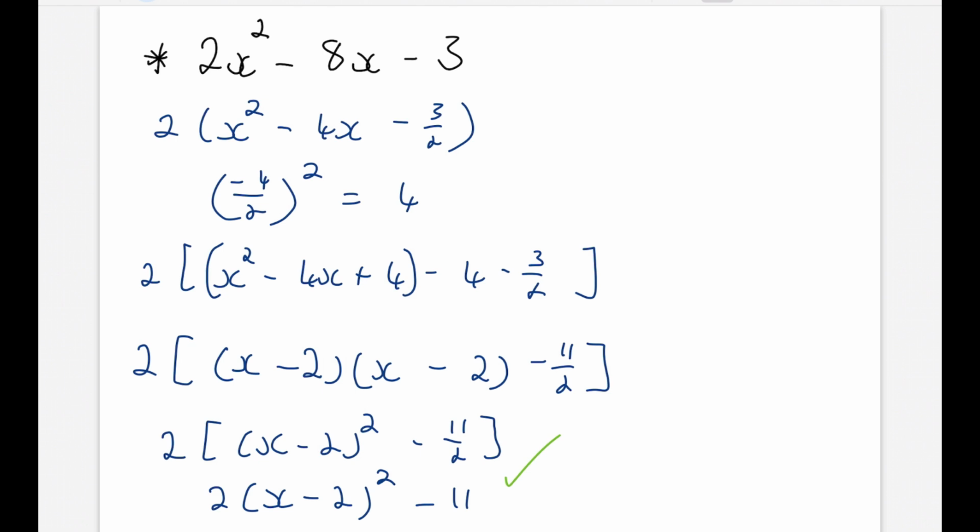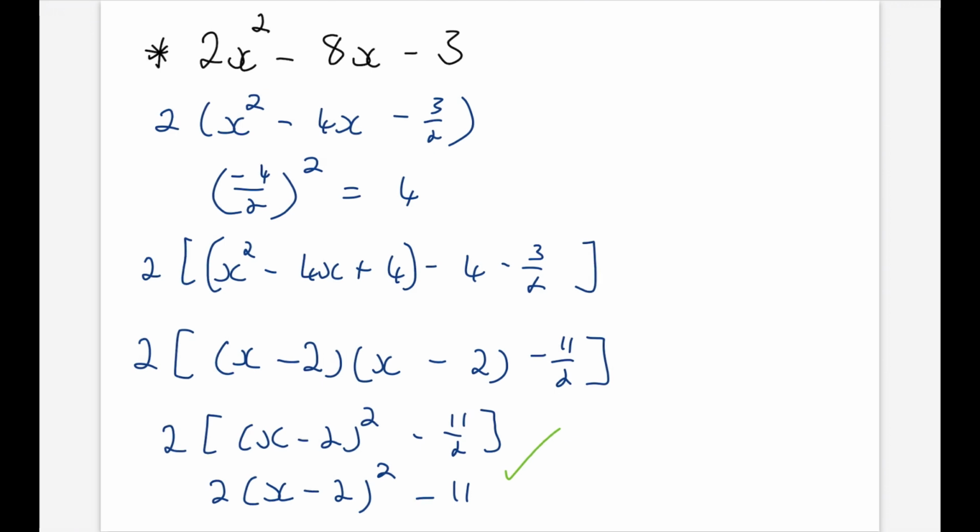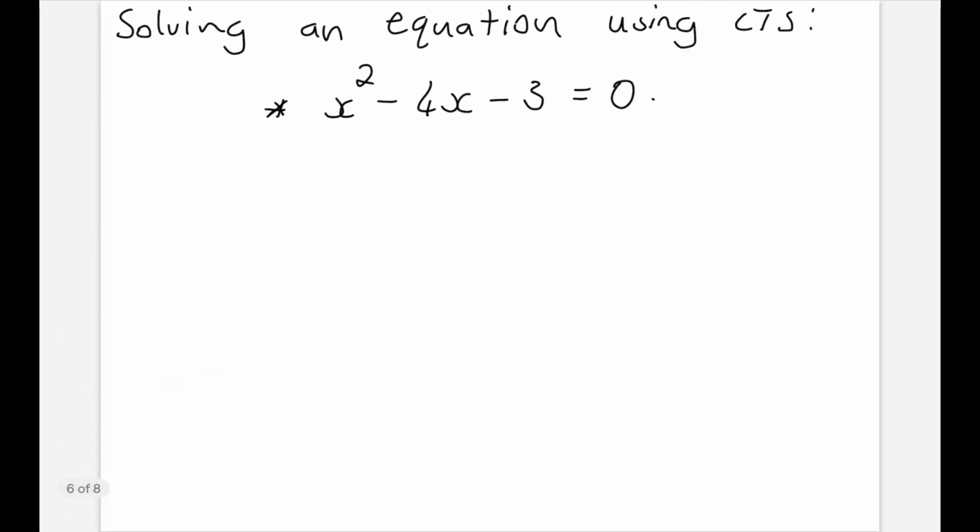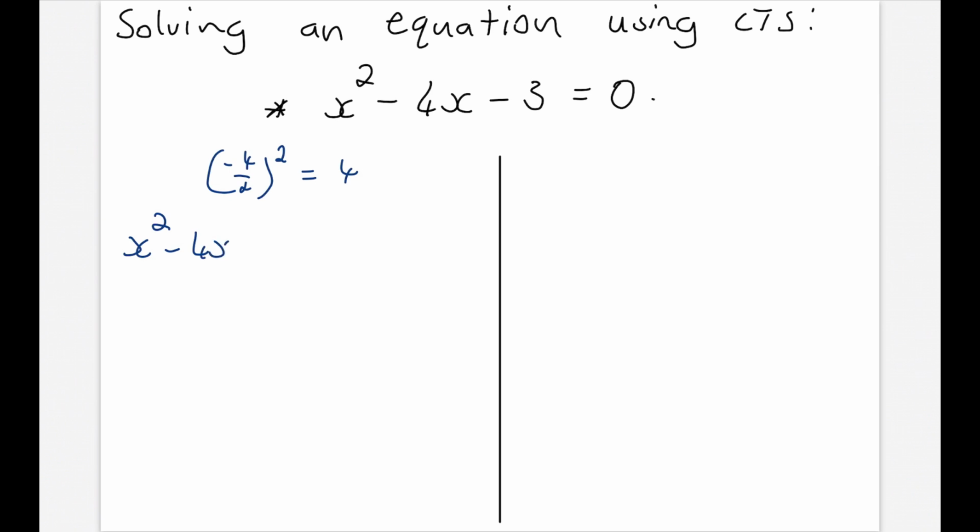What about solving equations using completing the square? Let's look at a couple of examples. Say we had x squared minus 4x minus 3 is equal to 0. To solve this equation by completing the square, we're going to follow the same steps. That's where we'll start. We'll say, okay, well, half of negative 4 is minus 2, and when I square minus 2, I get 4. So this is now x squared minus 4x, then I add the special number and subtract the special number. Then I look at the first 3 as a separate trinomial, and I factorize.